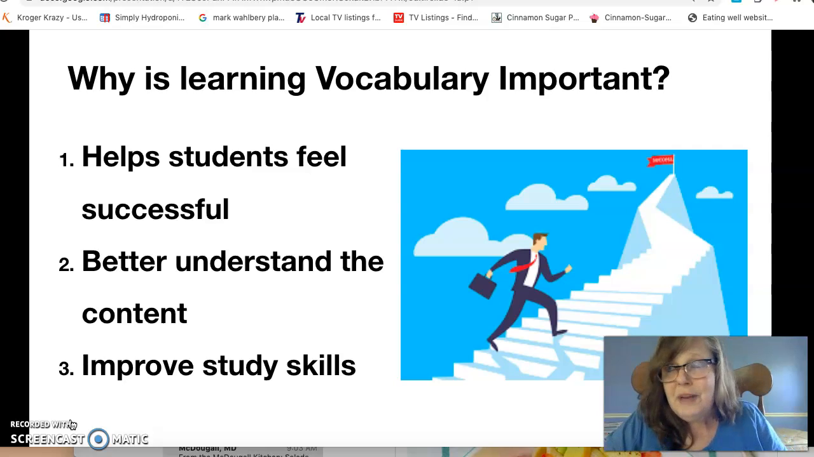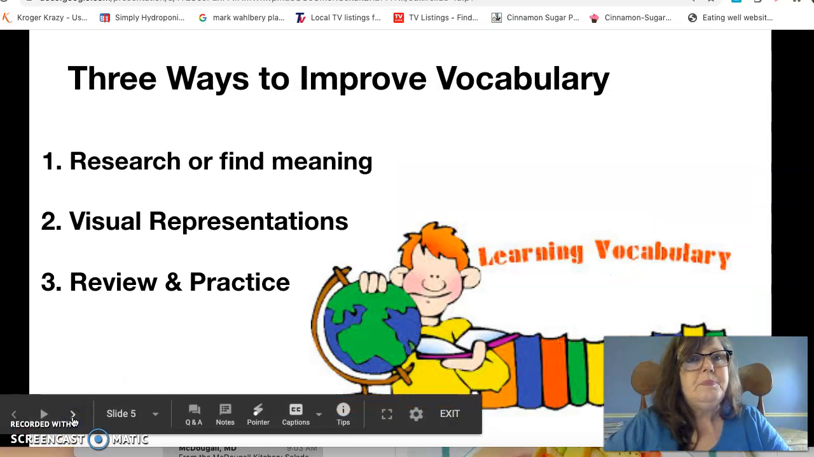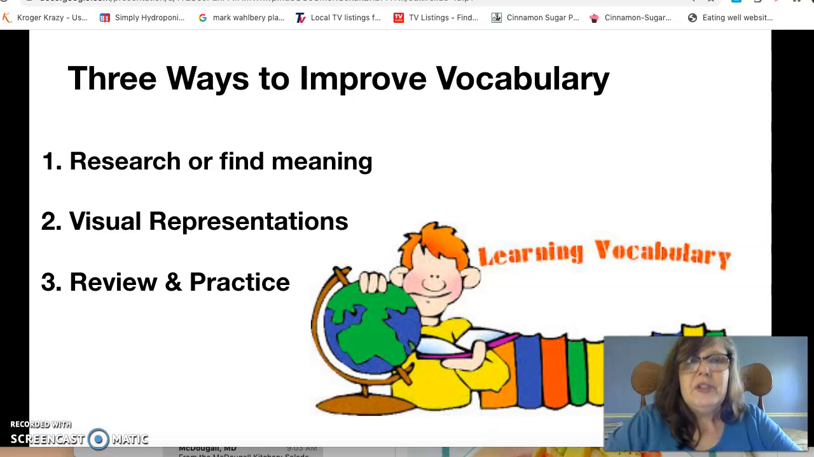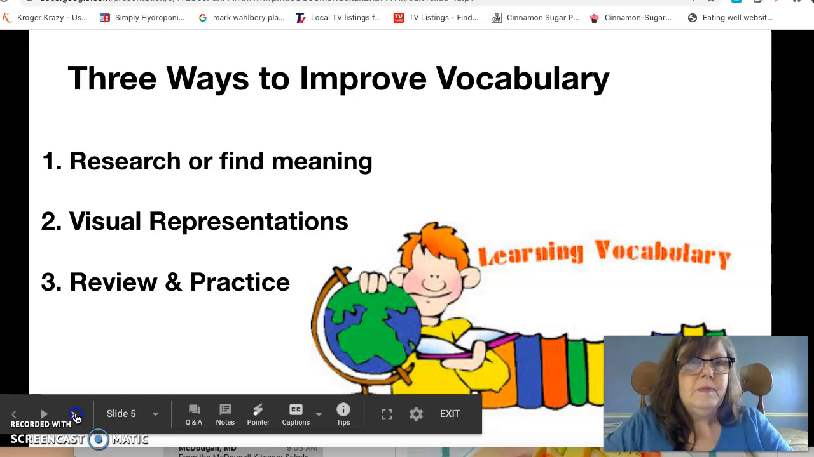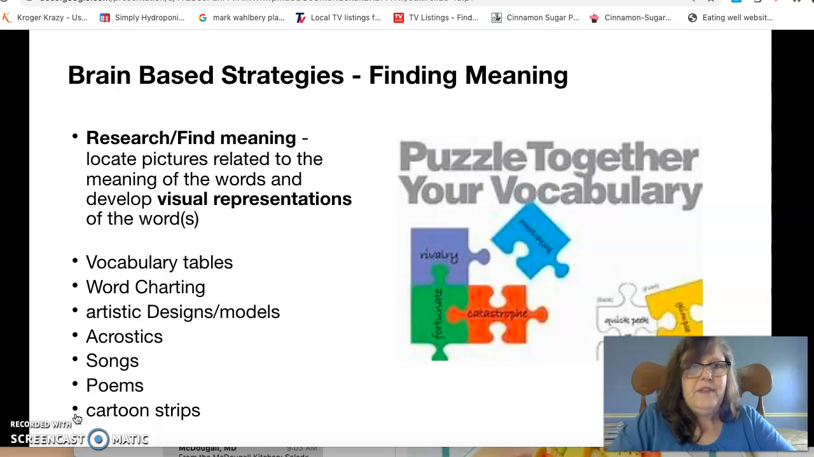As you know, especially in marketing principles, a lot of it is vocabulary. So why is learning vocabulary important? It helps our students to feel successful. It helps them to better understand the content, and it actually helps them improve their study skills for other classes. So there's 3 ways that I use in my classroom to improve vocabulary. That includes research or finding meaning for the words, visual representations, and then of course review and practice. Today I'm going to share with you some examples of ways that you can do all 3 of these things.